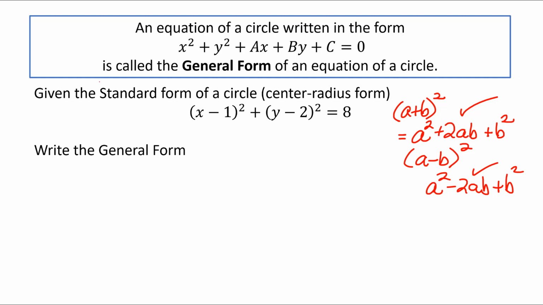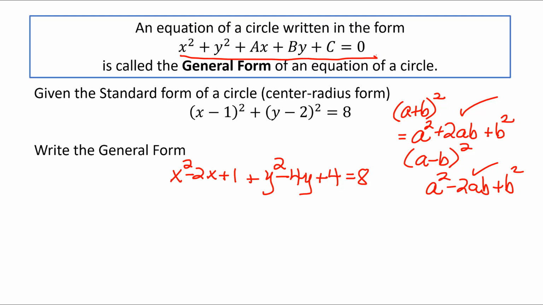So to square this binomial, (x minus 1) quantity squared, we're going to have x squared minus 2x plus 1. And then for (y minus 2) quantity squared, we're going to have y squared minus 4y plus 4, and that all equals 8. I just multiplied it all out. And now to get it in the general form, I need to write everything in that order.